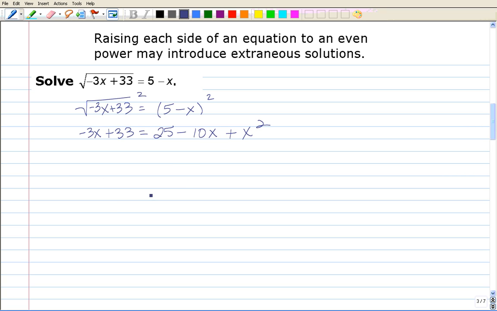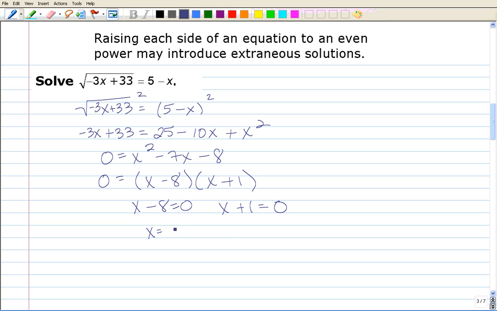If I move everything over to one side of the equal sign, if I add 3x and subtract 33, then I'll get 0 equals, and I'm going to rearrange it, x squared minus 7x minus 8. That will factor into x minus 8 times x plus 1. So I can set each of these things equal to 0 and solve for x. So I get 8 and negative 1. Nothing seems too suspicious about that just yet, but let's check each of these answers.